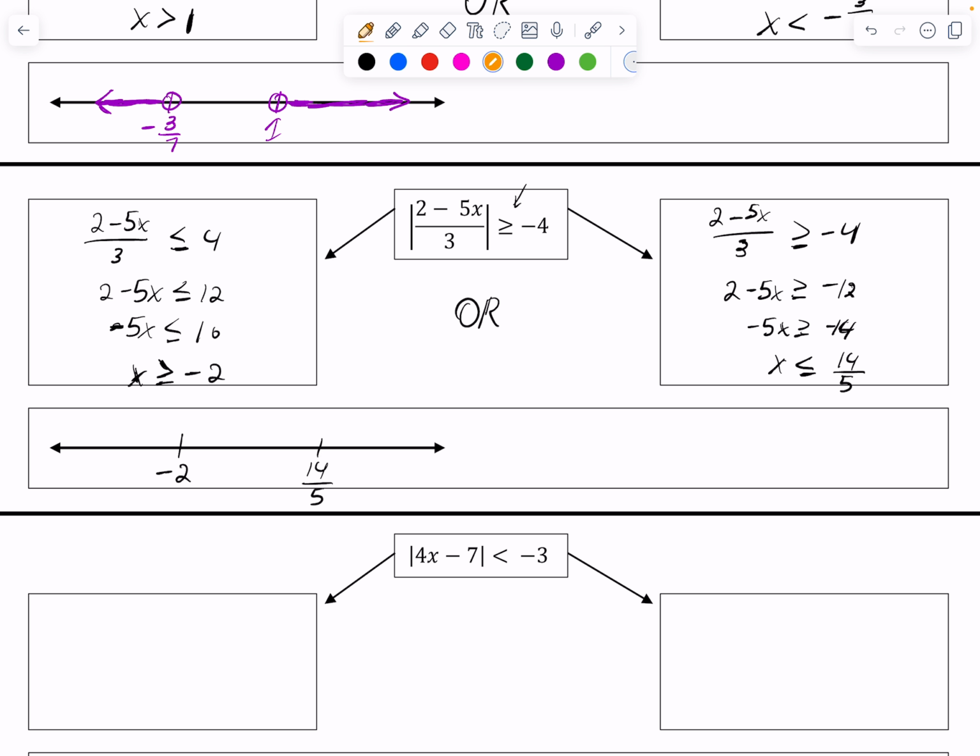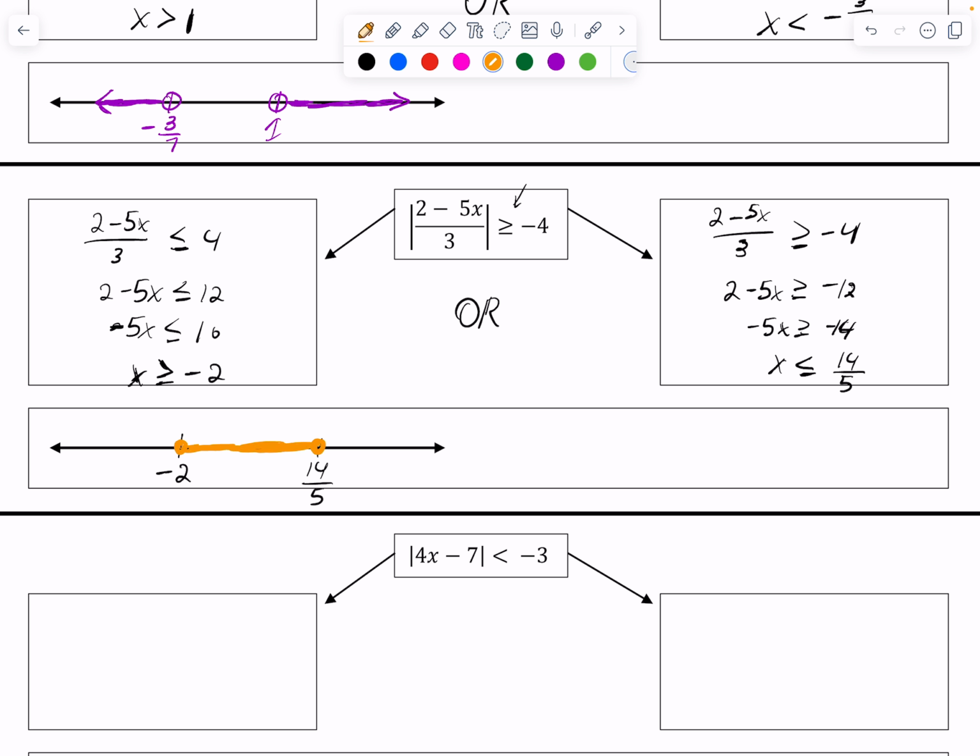Using my points here, I do have closed circles. All right, now watch what happens. Greater than or equal to -2, it's going to move this way. And then less than or equal to 14/5 is going to be like that.